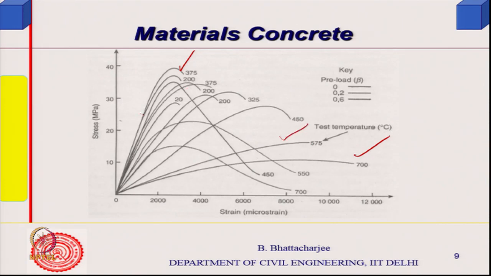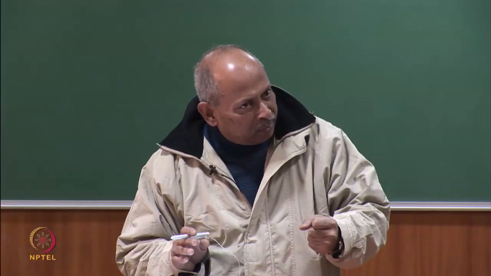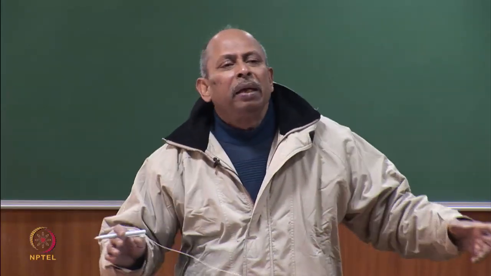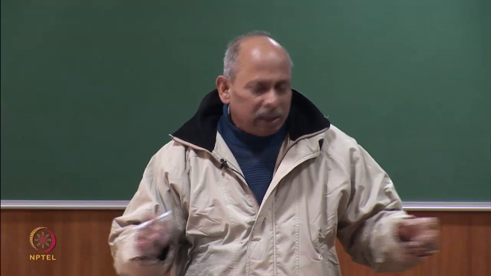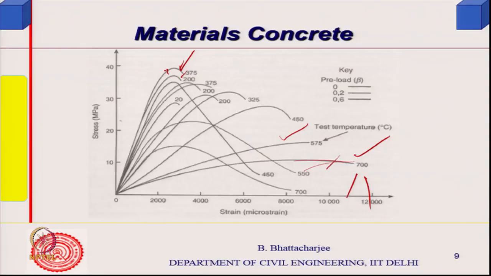So what happens? Normally concrete is brittle, at 200 degrees centigrade. At 375 you find a slight increase in strength; I will discuss this sometime later on. As your temperature increases, it tends to show a lot of deformation capability, but strength is much lower. That means a lot of cracks have developed. At 700 degrees centigrade, when you are stressing it, cracks have already developed, and it will go on developing more and more cracks. So it can show a lot of deformation capability, whereas here the failure is quick and brittle.